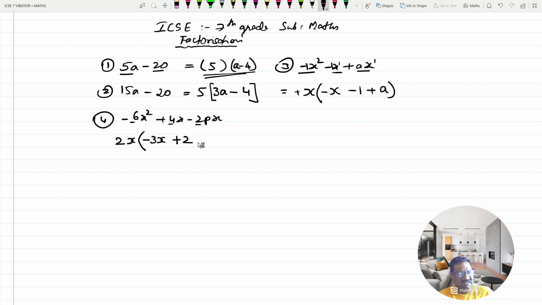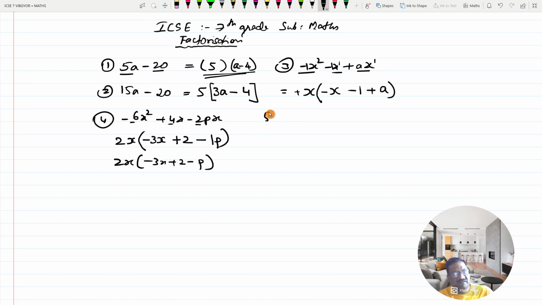Then come to this sign. This is minus sign. Now from minus 2px, 2 is already out. So I'll put a 1 over here. Then p is left out, and then x is already out, so I'm not going to put anything inside, so it will be just 1p. So this has to be answer, 2x bracket minus 3x plus 2 minus 1p. Now whether you write 1p or you write only p, it means one and the same. So you can write this as 2x bracket minus 3x plus 2 minus p. So that was the answer for this fourth one.